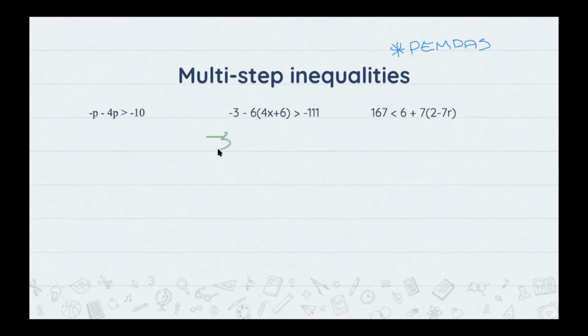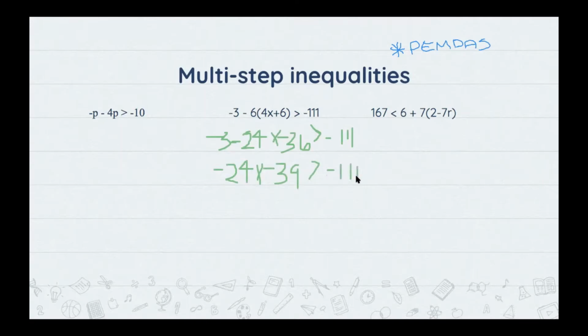So we distribute. What's negative 6 times positive 4x? Negative 24x. What's negative 6 times positive 6? Negative 36. Right. Then you combine like terms. The like terms don't have to be variables. So you see 3 and negative 36. Negative 3 minus 36 gives you negative 39. Right.